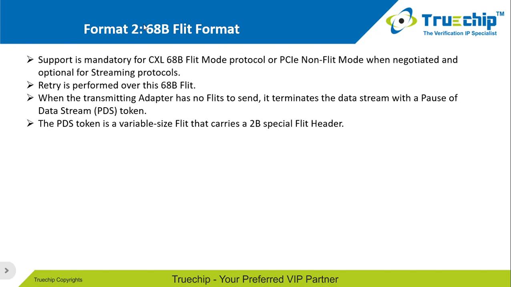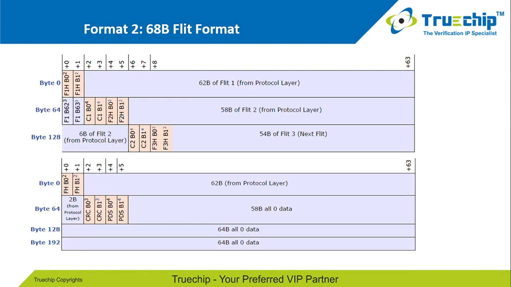The second format is the 68-byte flit format, which is mandatory for CXL 68-byte flit mode protocol or PCIe non-flit mode, and optional for streaming protocols. Retry is also performed over this 68-byte flit. When the transmitting adapter has no flits to send, it terminates the data stream with a Pause of Data Stream token. The PDS, or Pause of Data Stream token, is a variable size flit that carries a 2-byte special flit header.